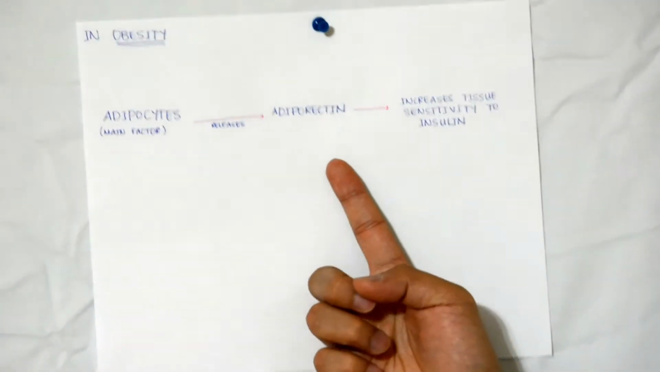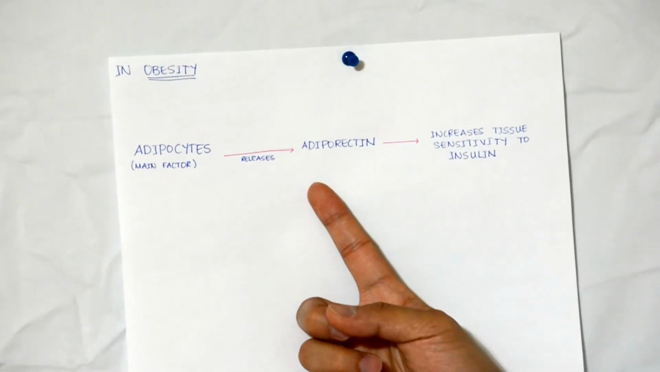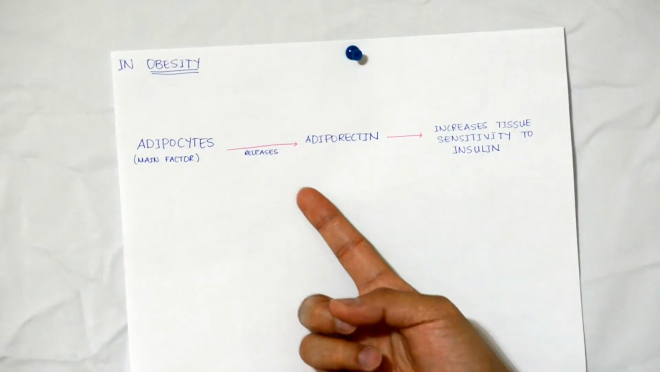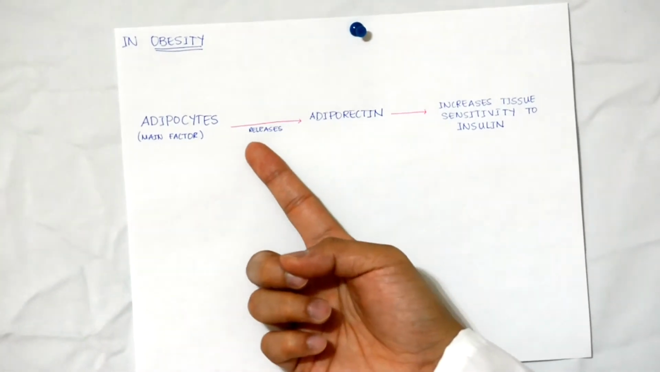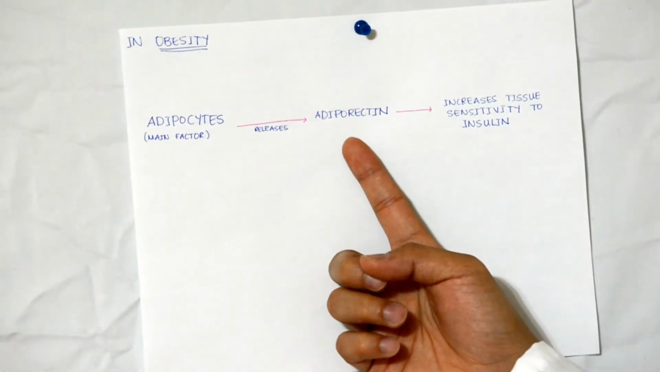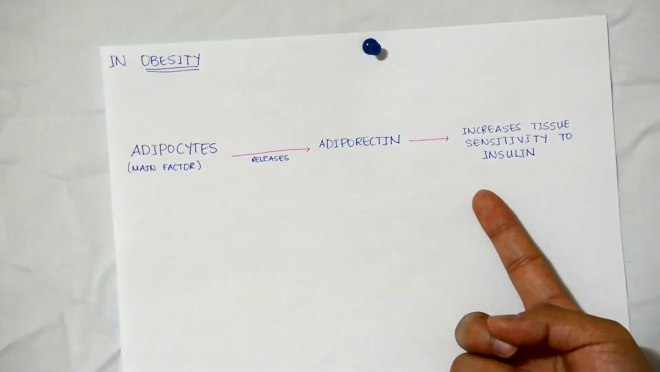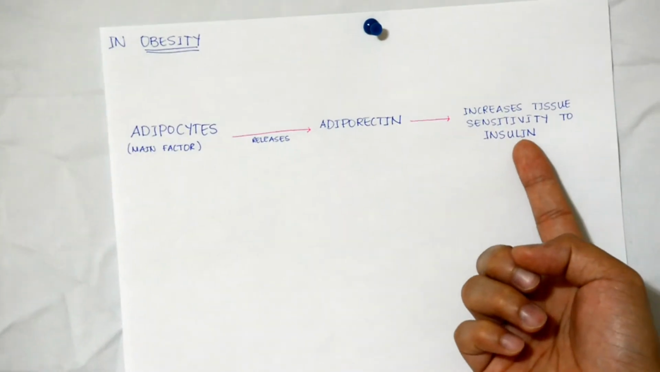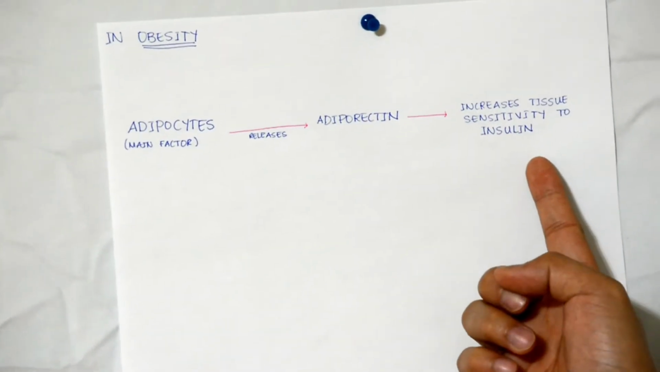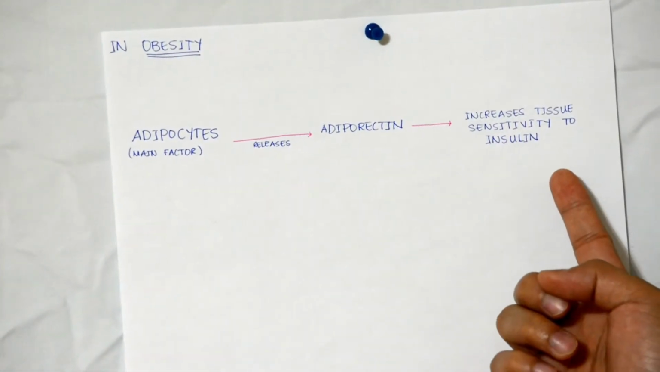But we found also in obesity, adipocytes are the source of a number of important factors because they release adiponectin. Adiponectin circulates in the blood, and it is a known adipocyte-secreted factor that increases tissue sensitivity to insulin.